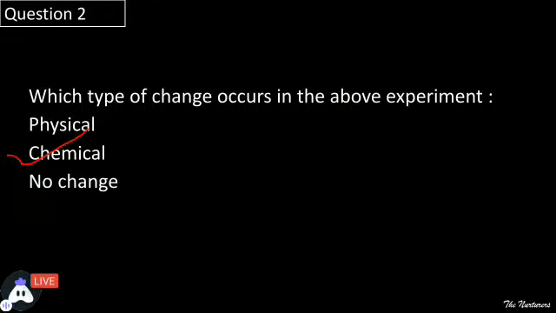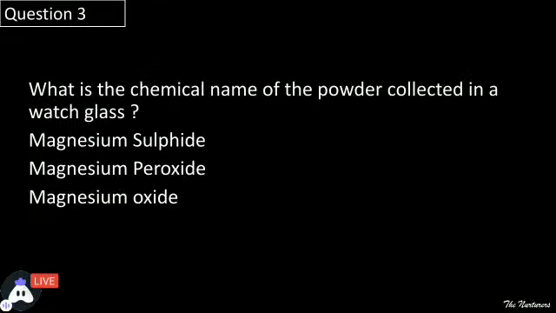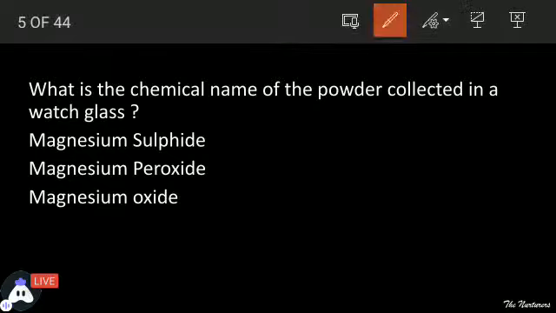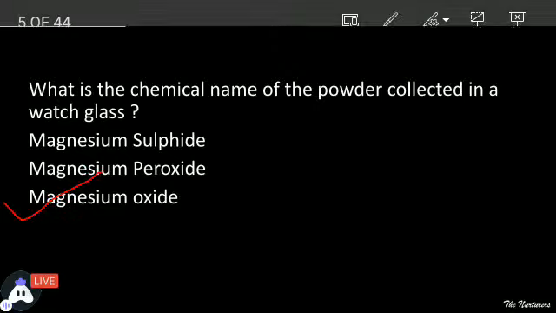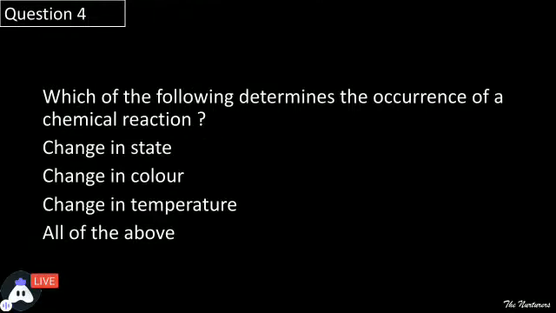Moving ahead to the next. What is the chemical name of the powder collected in the watch glass? We have already discussed, a very easy question. What is the chemical name of the powder collected in the watch glass? जो powder बना था, what is the name of that powder? Yes, perfect. We have already discussed that the powder was magnesium oxide, which was white in color.